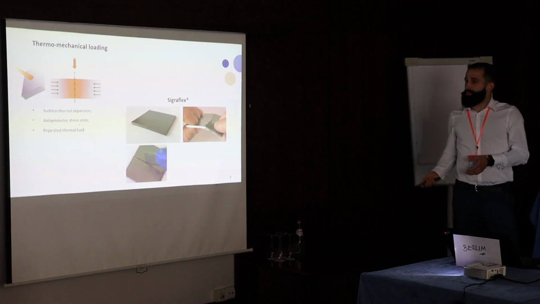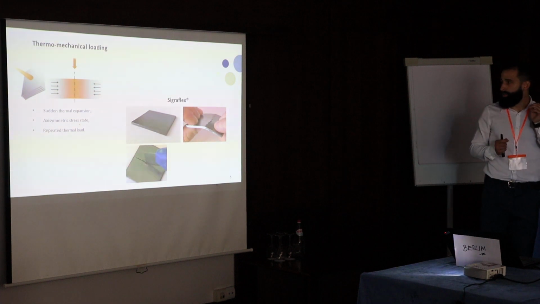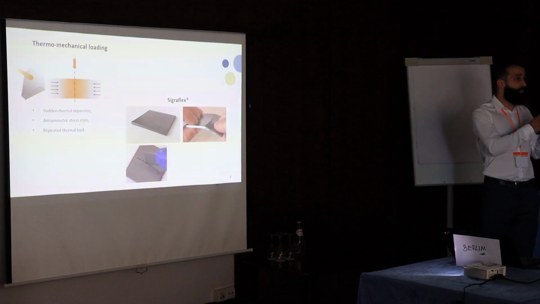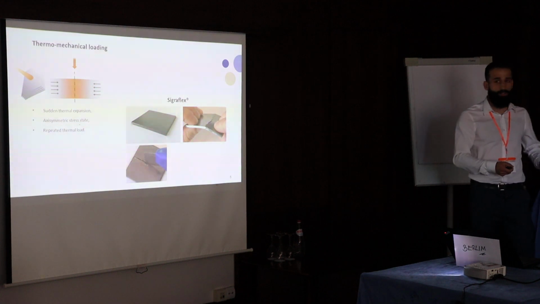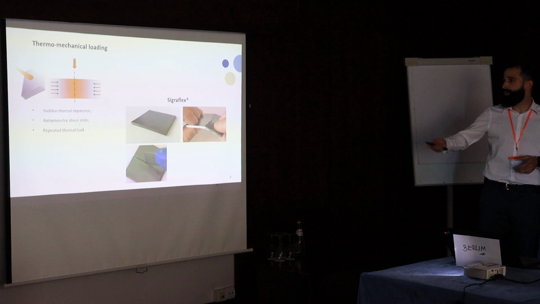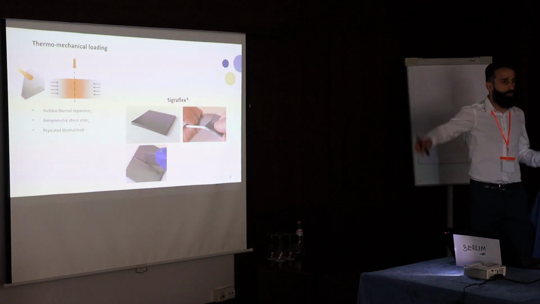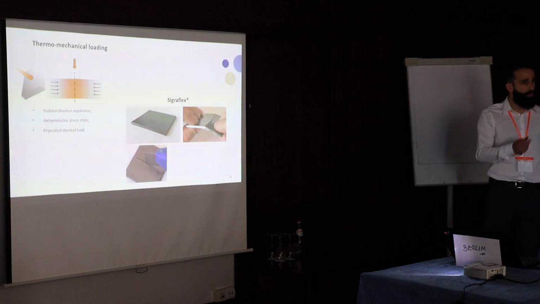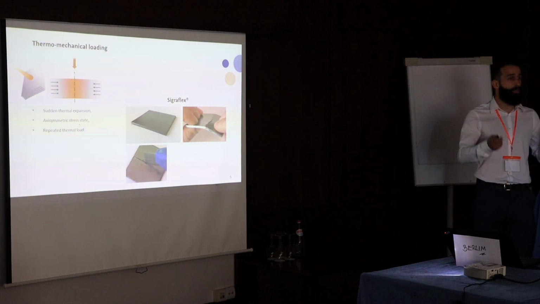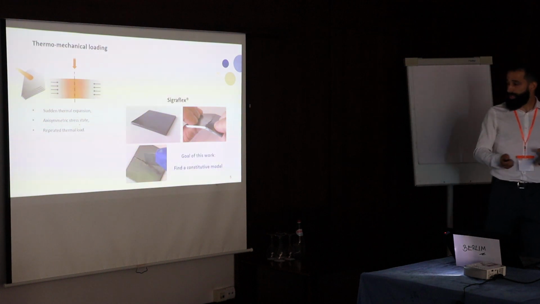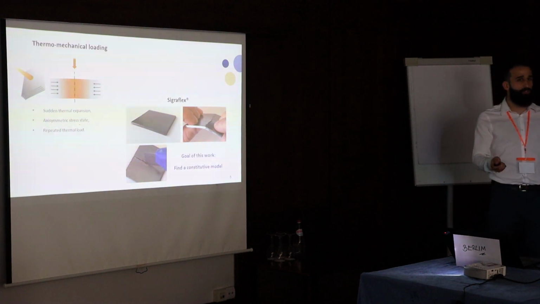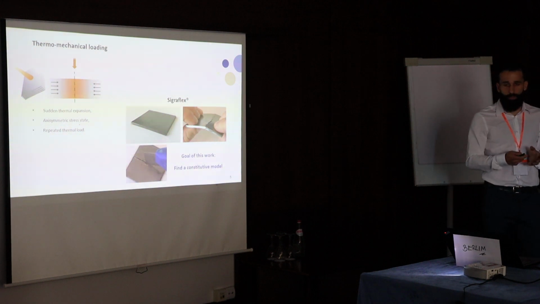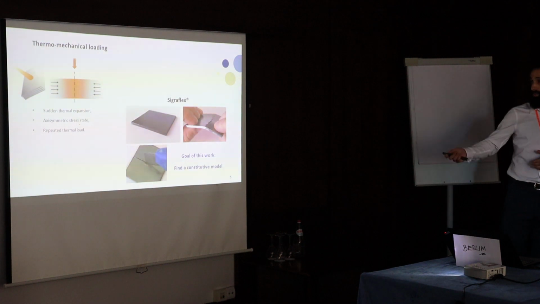So what we are interested in specifically is this graphitic material, which is called SIGRAPHEX, and it's a commercial name for a type of flexible graphite. The damper that I showed you before is made of several stacks of different graphitic material, and this material in particular is the one that is getting the worst thermal and mechanical conditions. The goal of the work is very basic. It's to find a constitutive model that could describe the response of this material under these conditions.